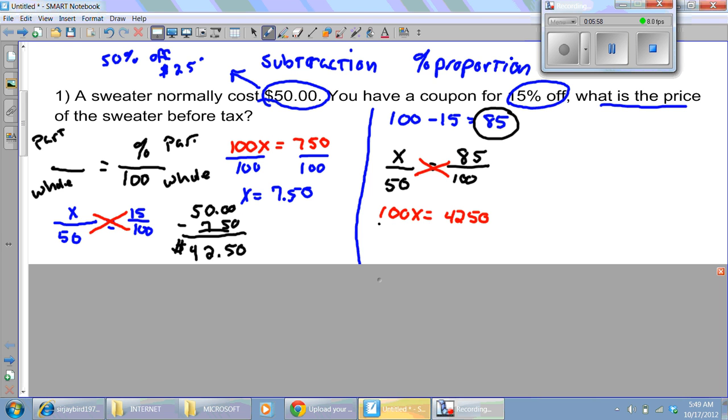Anyway, getting back to solving my proportion, I need to divide both sides by 100. And then x is going to equal $42.50. And I'm done. I feel like I did less work when I do the problem this way. I really didn't. I still had to subtract, but for me it was easier to subtract the percent off from 100 and then do a percent proportion with that answer than it is to calculate the percent off and then subtract that from the total. I find it much easier, but you are welcome to do it either way.